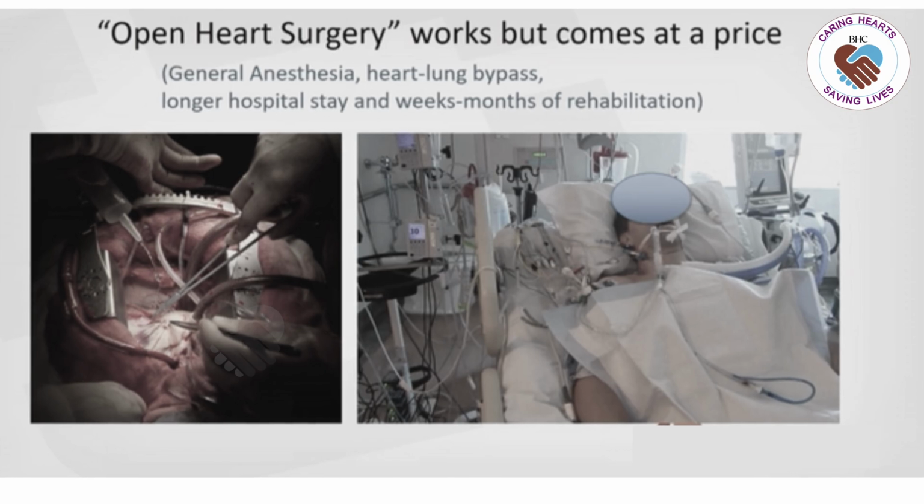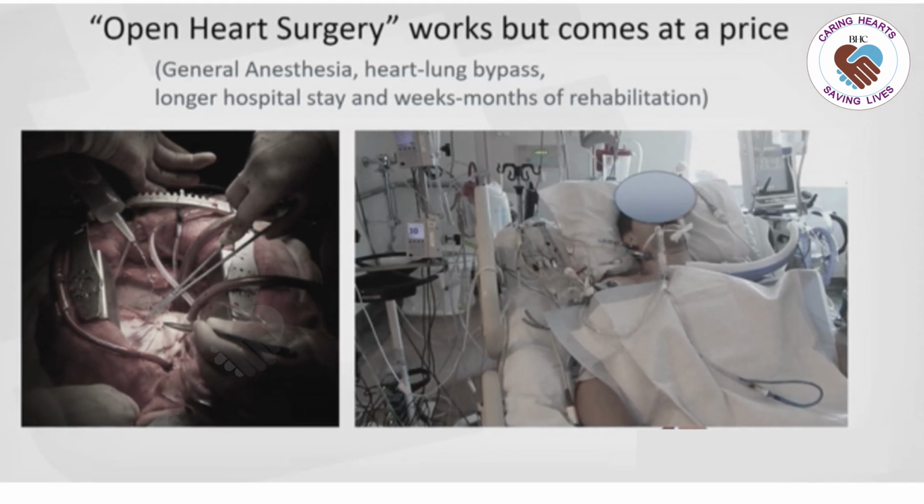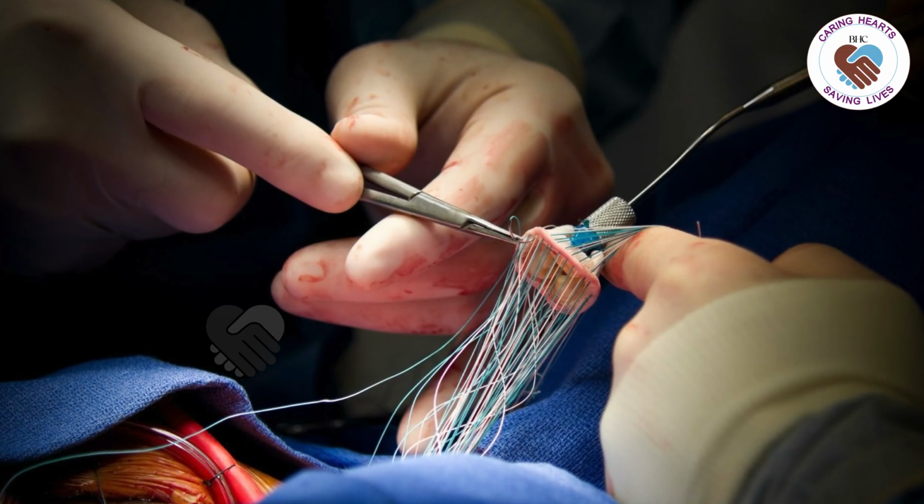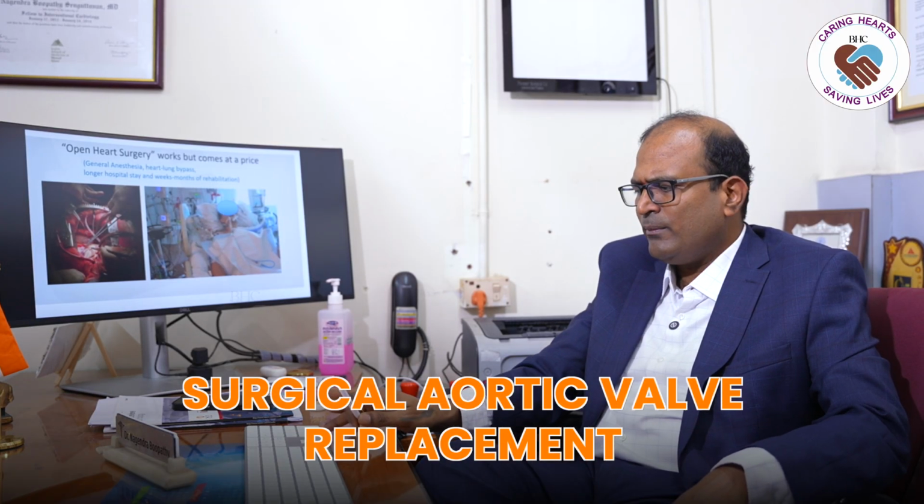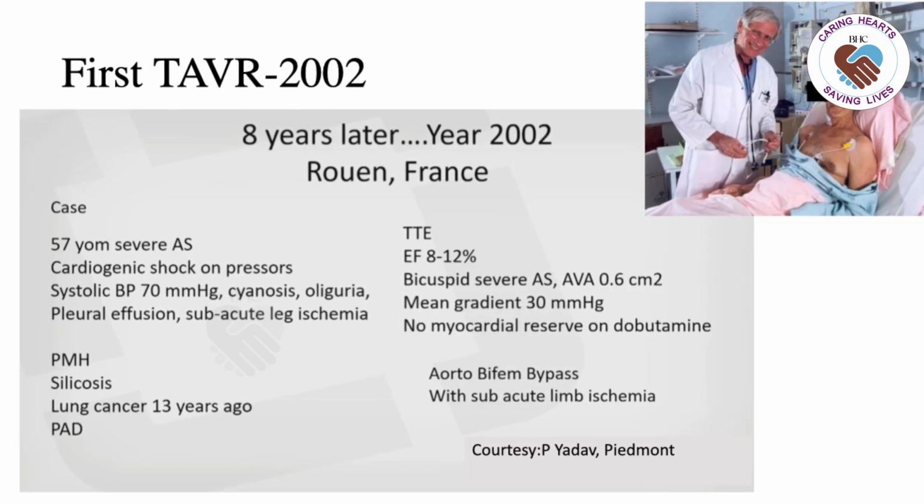Till 2002, it was treated by means of surgery, where we opened the heart, stopped the heart, removed the old diseased leaflet and put in a new valve. This is called surgical aortic valve replacement. Since 2002, we are able to do it percutaneously. The first person to do it was Professor Alain Cribier in France. Since then, millions of patients have undergone this therapy.